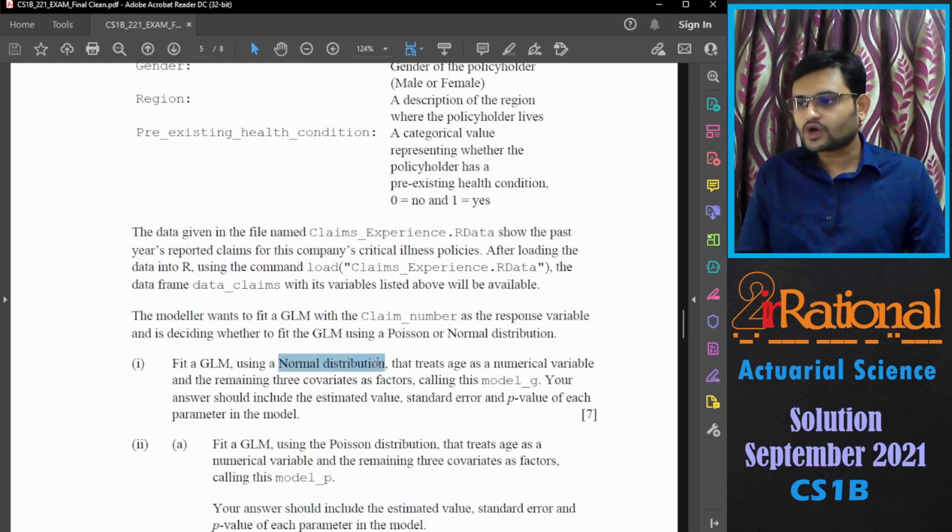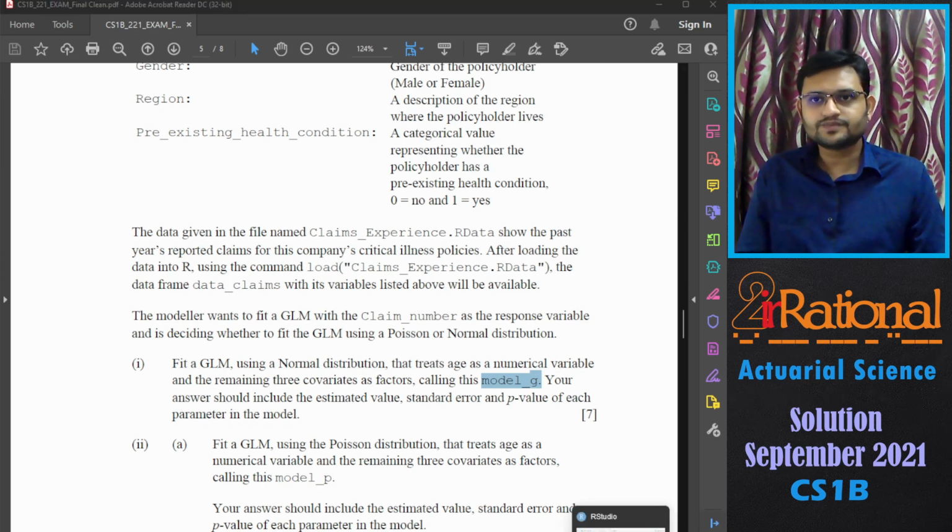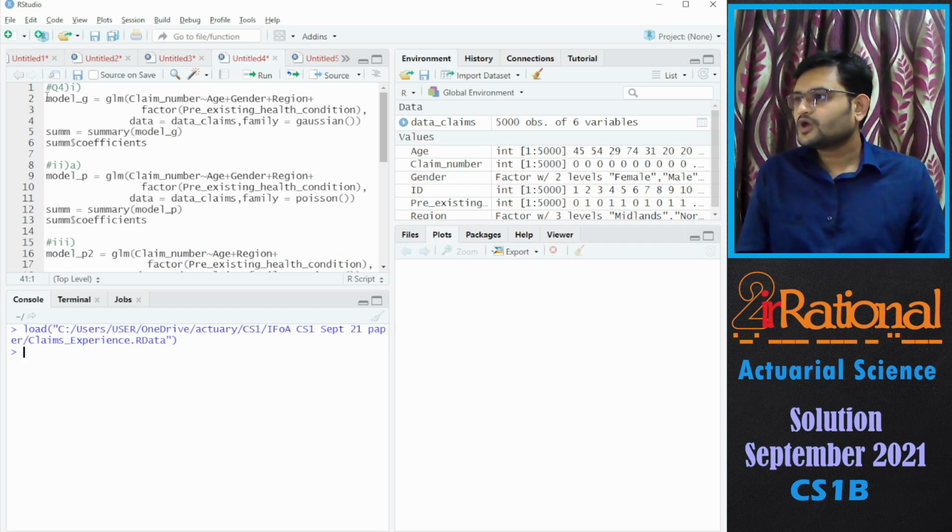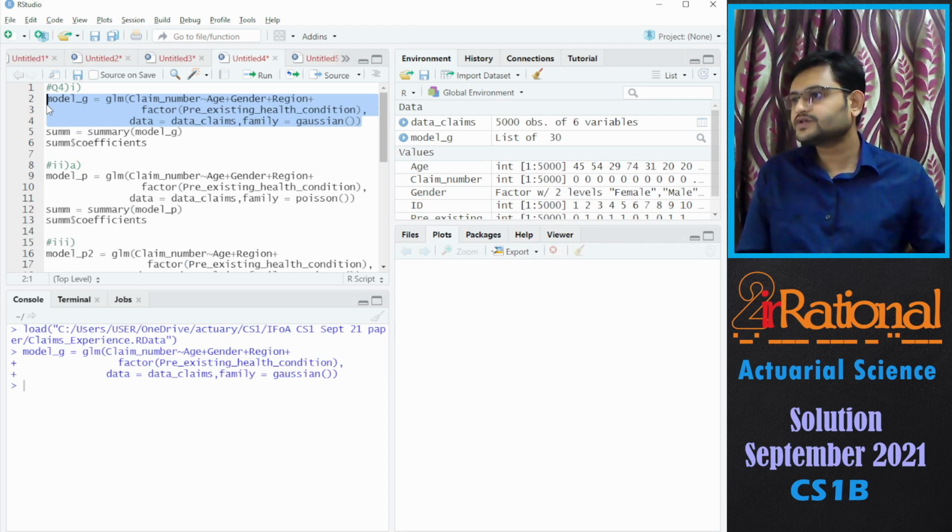Then we know we have to use a normal distribution, model_G, and there is no special relationship given between any of these variates, so we will assume that they are all independent, and we will fit our relationship. So here we have model_G equals GLM, family is going to be Gaussian, and you can see I have taken claim_number follows age plus gender plus region plus factor of our pre-existing condition. Okay, I'll just run this.